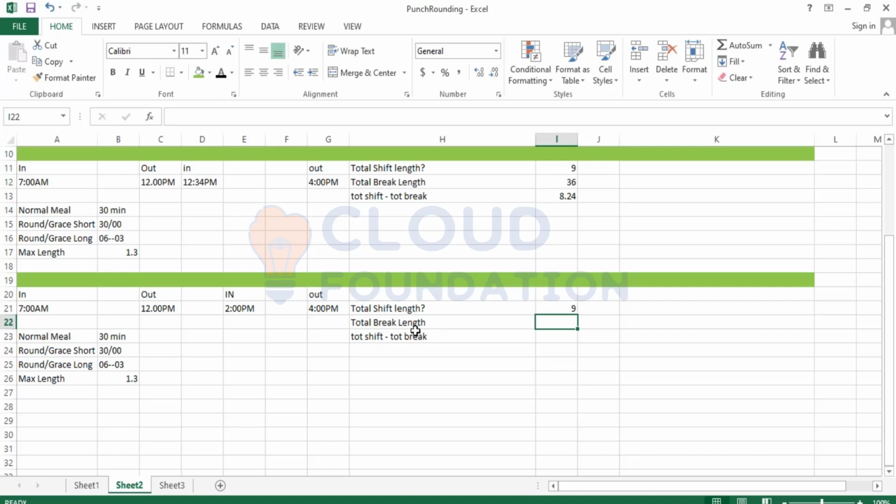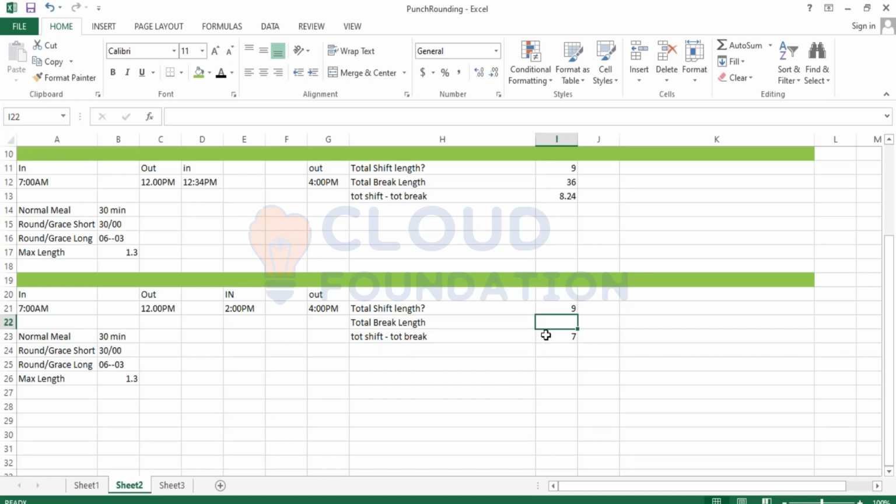What did it come to, 7 hours? No, not the break. In this case, since it has exceeded the maximum length, it will not consider the break at all. So it will think that he has only worked for 5 hours, from 7 to 12. Then what about the work from 2 to 4? The system will not be able to recognize that as a break because it has exceeded the maximum length. In this case, there's something called the punch interpretation rule, a payroll module that will tell the system how to interpret these punches.